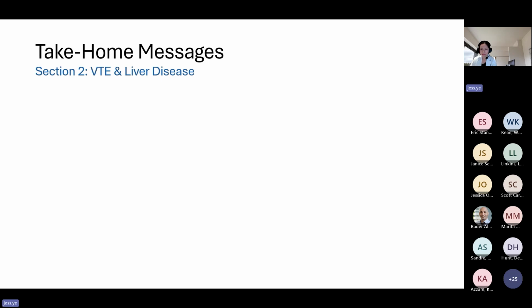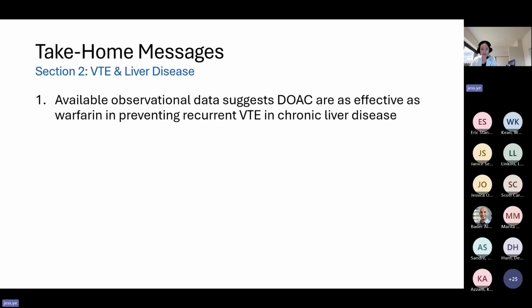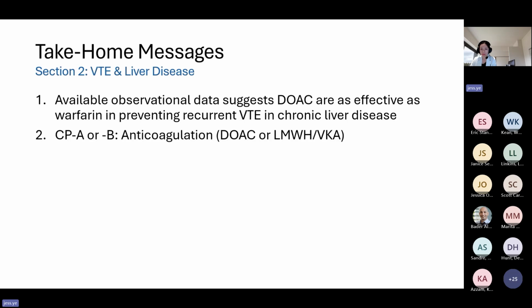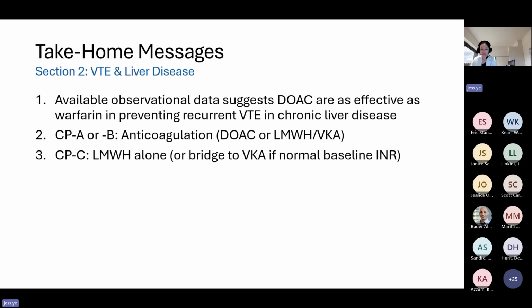For VTE and liver disease, here are the take-home messages. Available observational data suggests DOACs are as effective as warfarin in preventing recurrent VTE in chronic liver disease. Again, they are suitable for Child-Pugh A and B. And in Child-Pugh C, which is a very high-risk situation, you want to be using low molecular weight heparin cautiously, at least initially, and consider bridging to warfarin if the patients have normal baseline INR and it's in line with their preference and values.